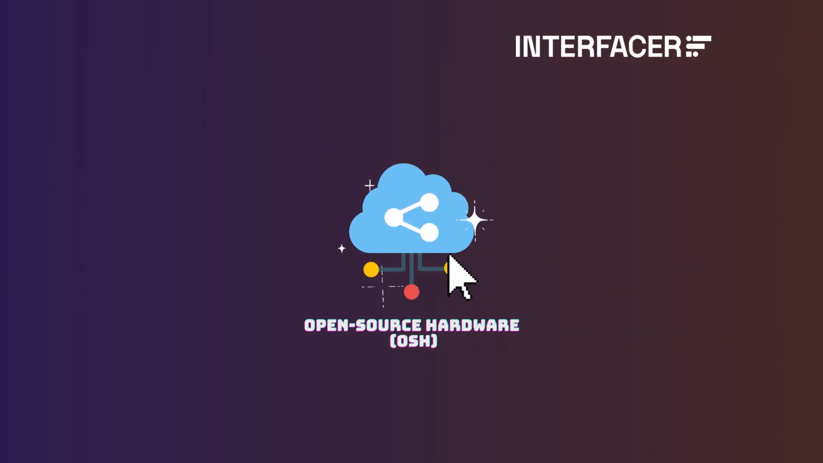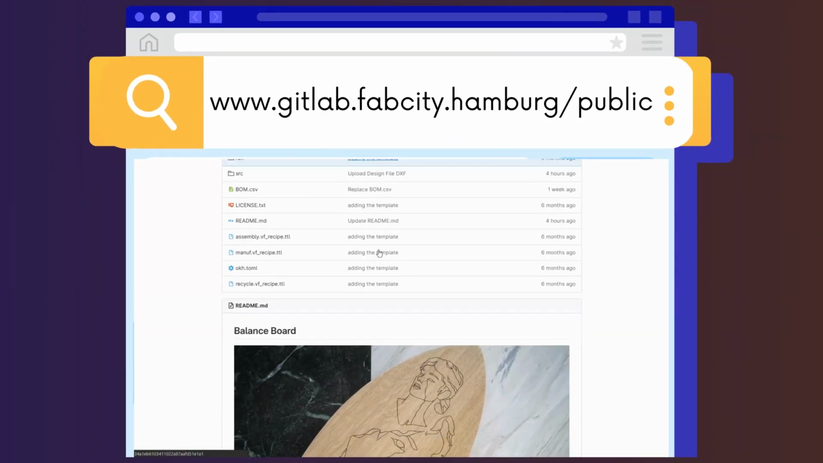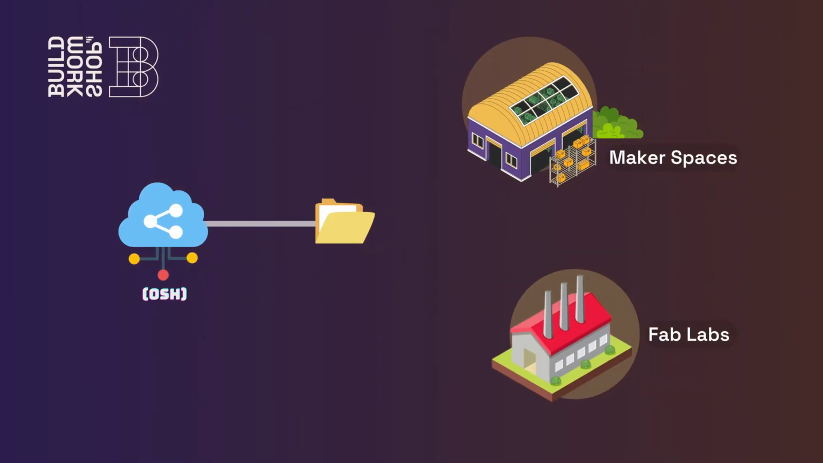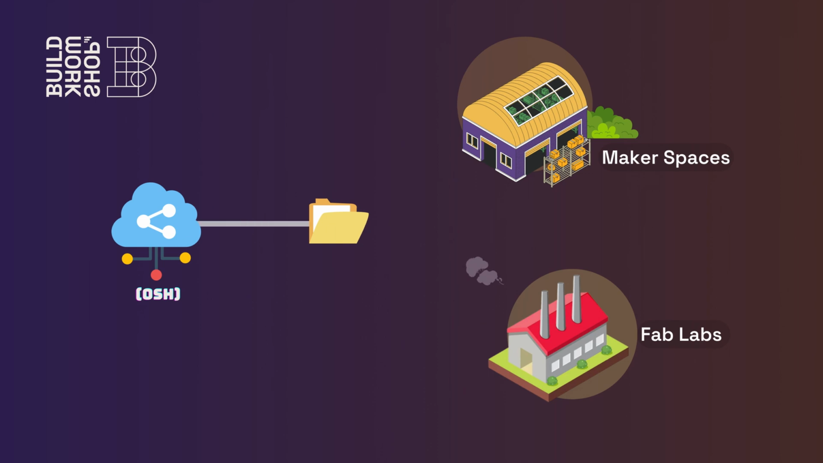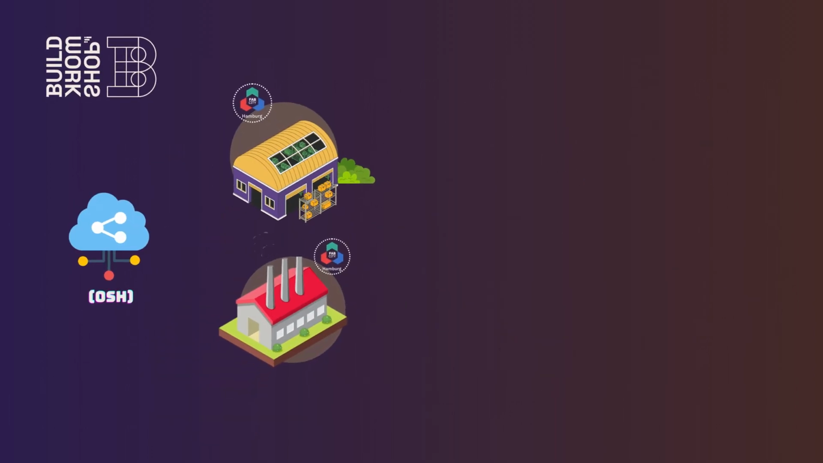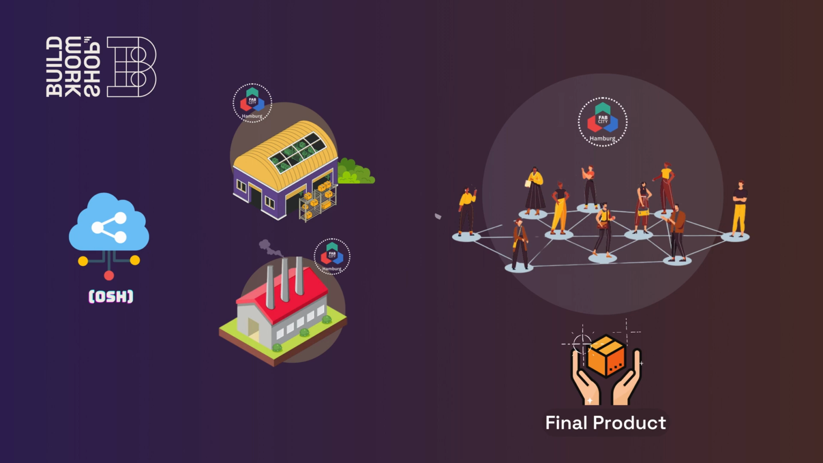for the build workshops. For this we used already existing open source hardware designs which we had in the Hamburg community, and we built them locally in the Fab Labs with the citizens of Hamburg. So it was open for everyone to attend the workshops and to experience the power of Fab Labs.